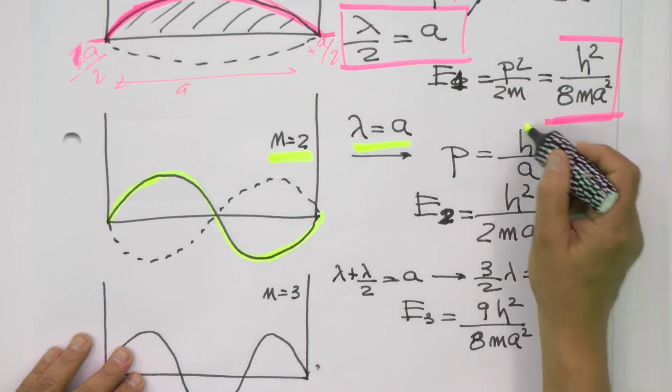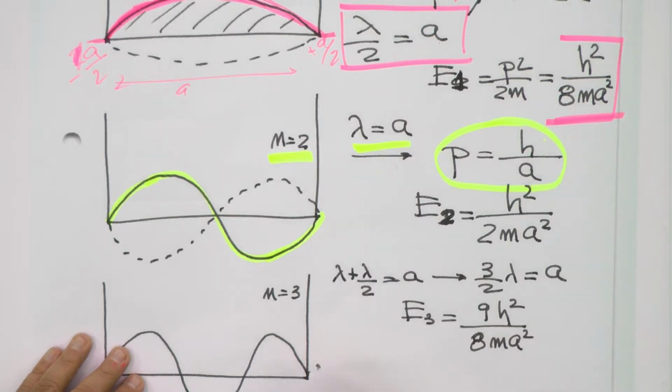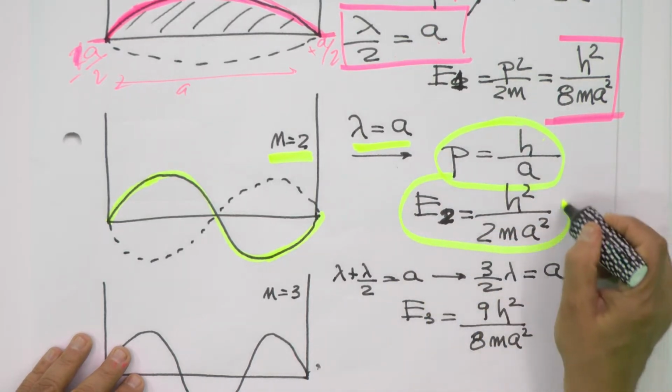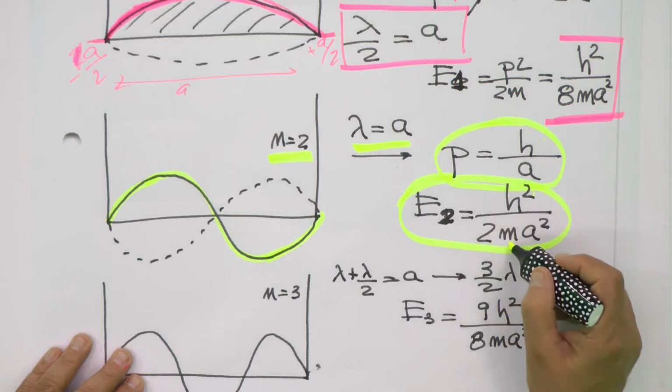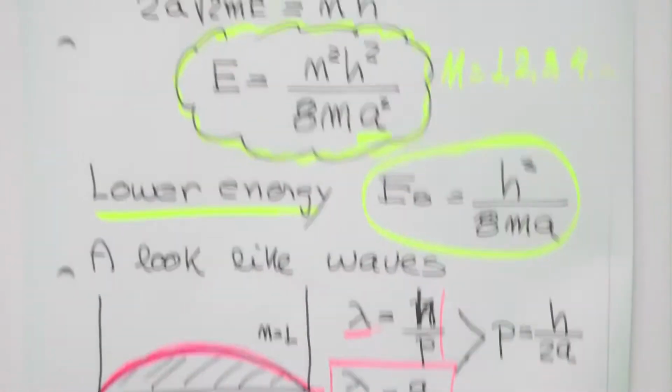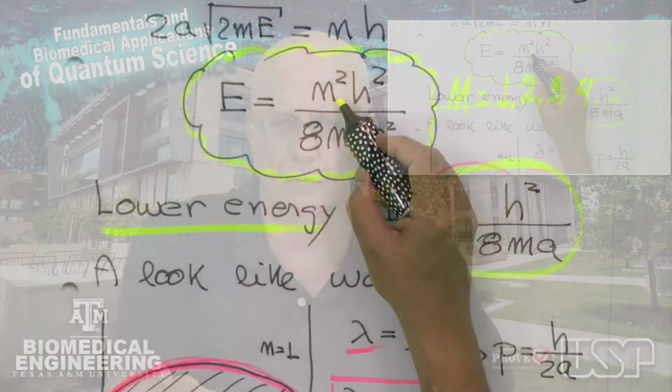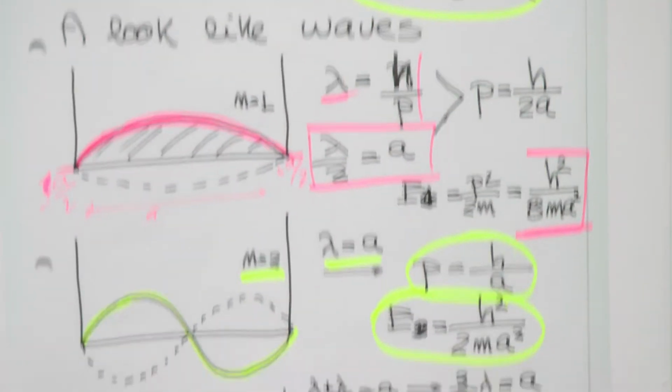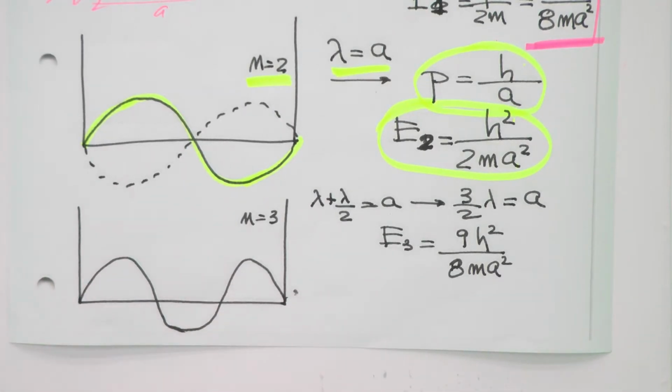And then p, the momentum, is h divided by a. And the energy, of course, is h squared divided by 2ma squared, which is exactly this relation with n equal to 2, and so on. What is the third wave that we can put in here?